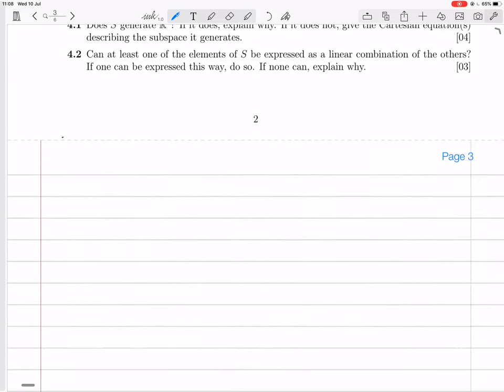Okay, so let's write that down. For 5.1, we swap row 2 and row 3 and get a minus 1. You multiply column 2 by 2 and you get a 2. The determinant was originally minus 15, so now you get 30. Okay?